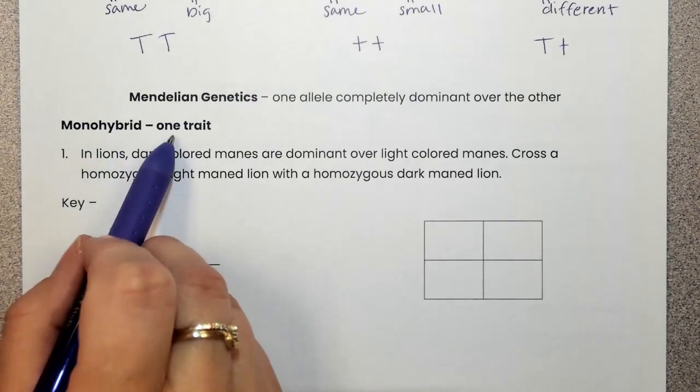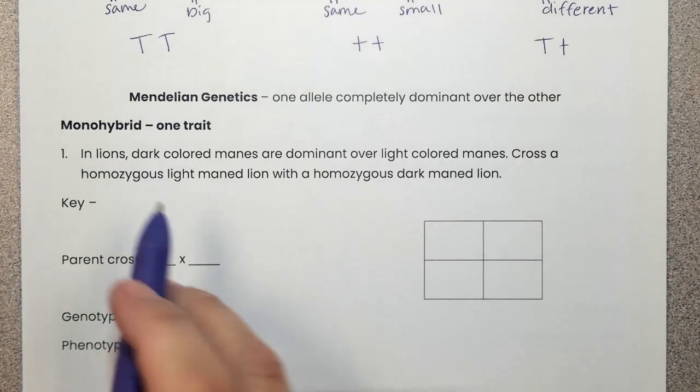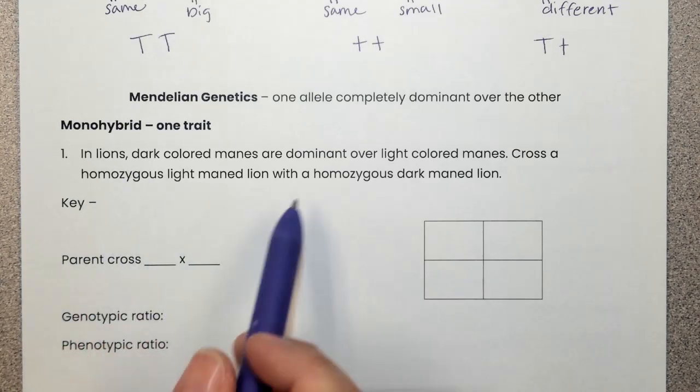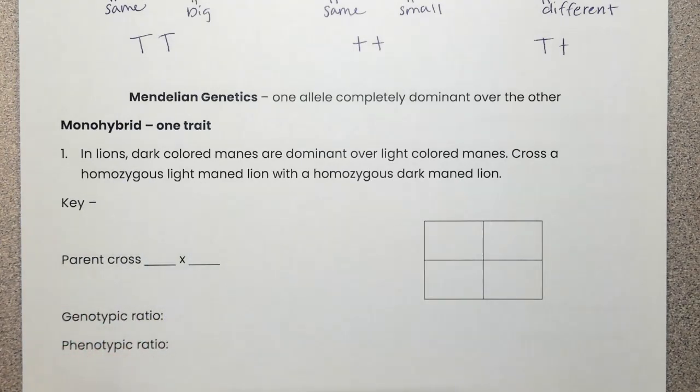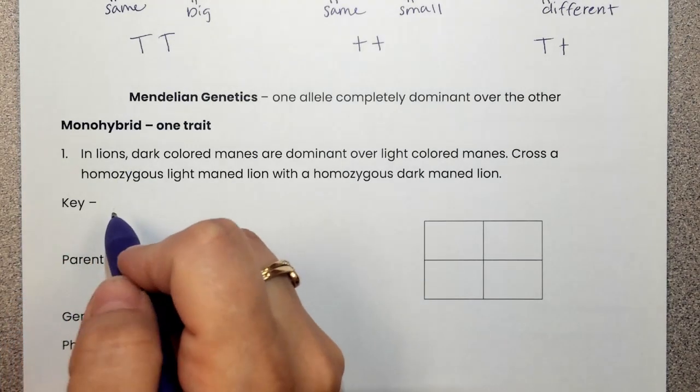So we'll start with a monohybrid. Mono means 1, so this means we're just looking at 1 trait. So it says in lions, dark-colored manes are dominant over light-colored manes. Now, I always like to work these out the same way because I find that I get the right answer if I do it the same every time. And I do that by starting with my key, so what my letters are going to stand for. Now, again, it doesn't matter what letter you use.